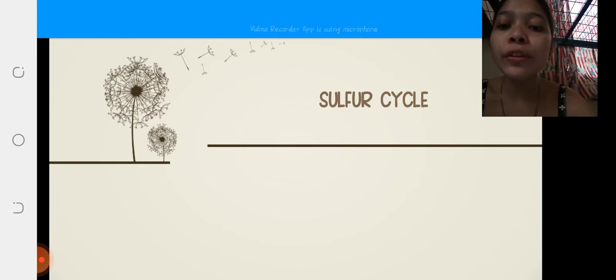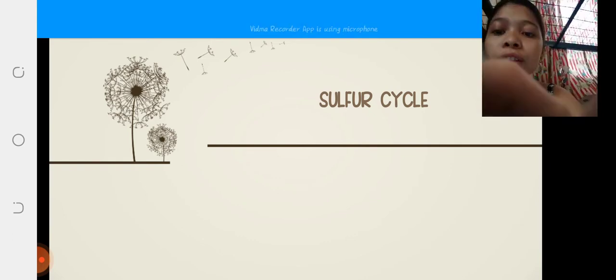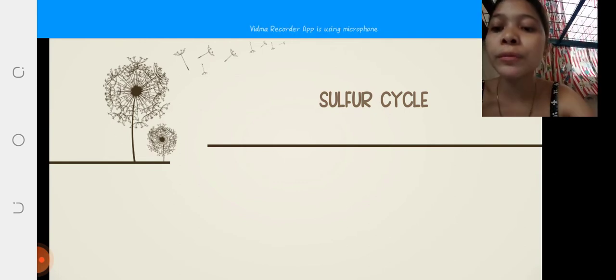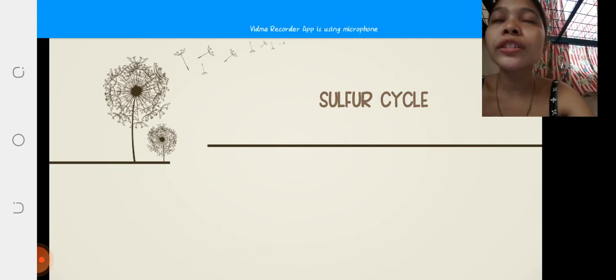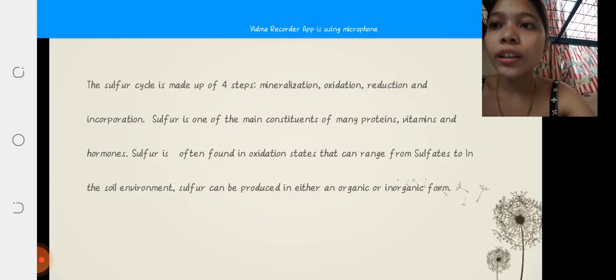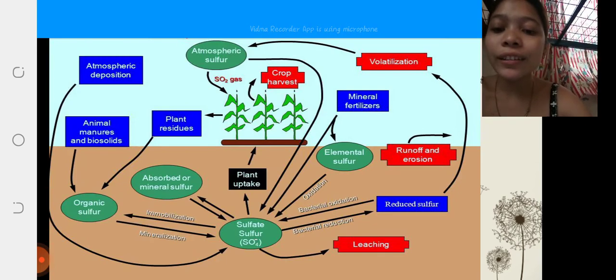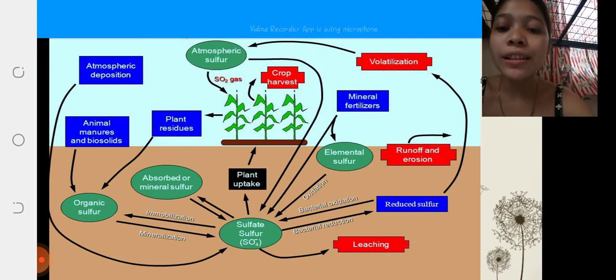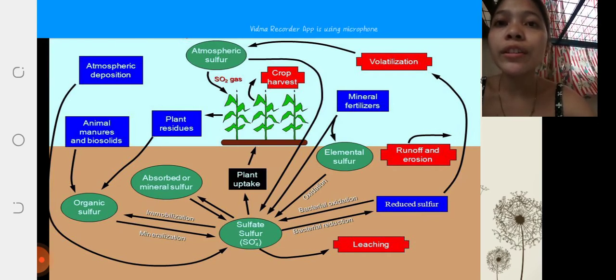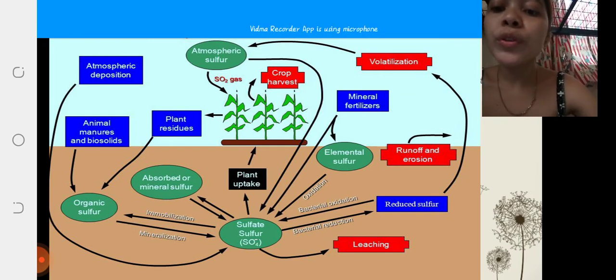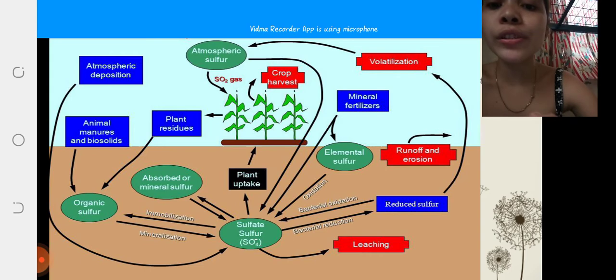Sulfur is often found in oxidation states that range to sulfate. In the soil environment, sulfur can be produced in either organic or inorganic form. The sulfur cycle contains both atmospheric and terrestrial processes. In the terrestrial portion, the cycle begins with the weathering of rock, which releases the stored sulfur.